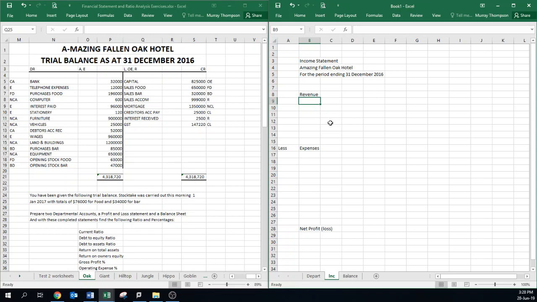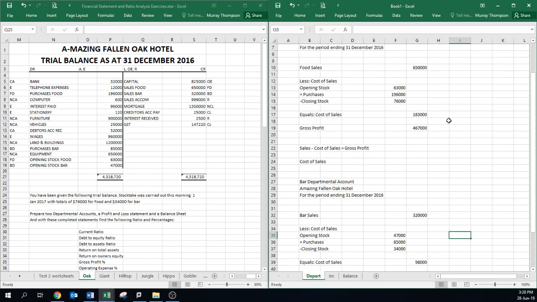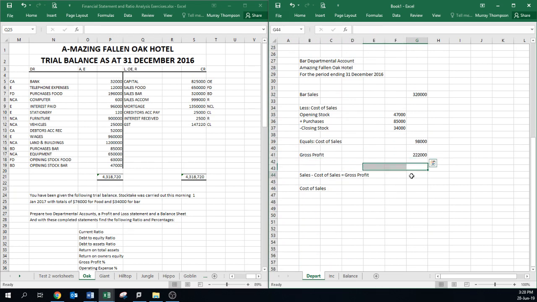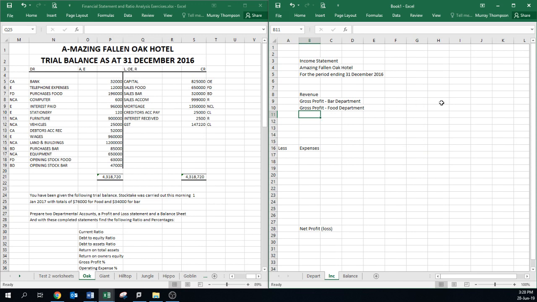Now, the first part to put in is the gross profit that you've just calculated for each department. So the gross profit for the bar department, gross profit for the food department. I may have swapped around those orders, that's okay. The order does not matter in these lists here. Right, so here is the gross profit for our food department. Here is the gross profit for our bar department. Those are items that we put under revenue. Okay, so gross profit for the bar department was 222,000. Gross profit for the food department, 67,000.